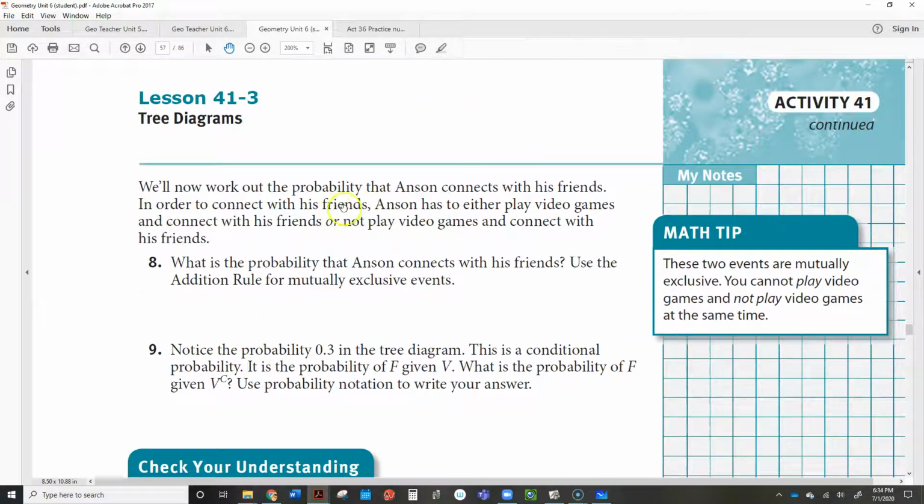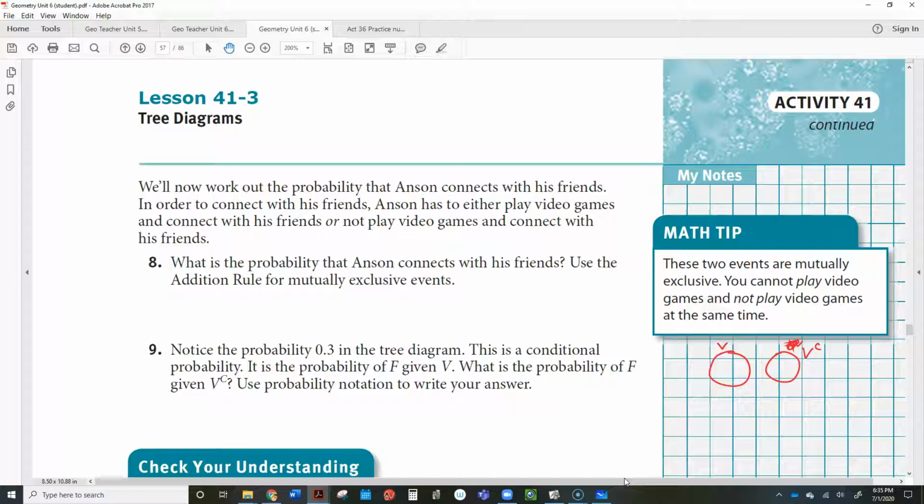And it says right here, in order to connect with his friends, Anson has to either play video games and then connect, or not play video games and then connect with his friends. Those are the only 2 possibilities, and these 2 events are mutually exclusive. The definition of mutually exclusive means you cannot play video games and not play video games at the same time, so there's no overlap. If we did this on a Venn diagram, this circle would be plays video games and this circle over here would be does not play video games, with no overlap. You can't have somebody playing video games and not playing video games at the same time.